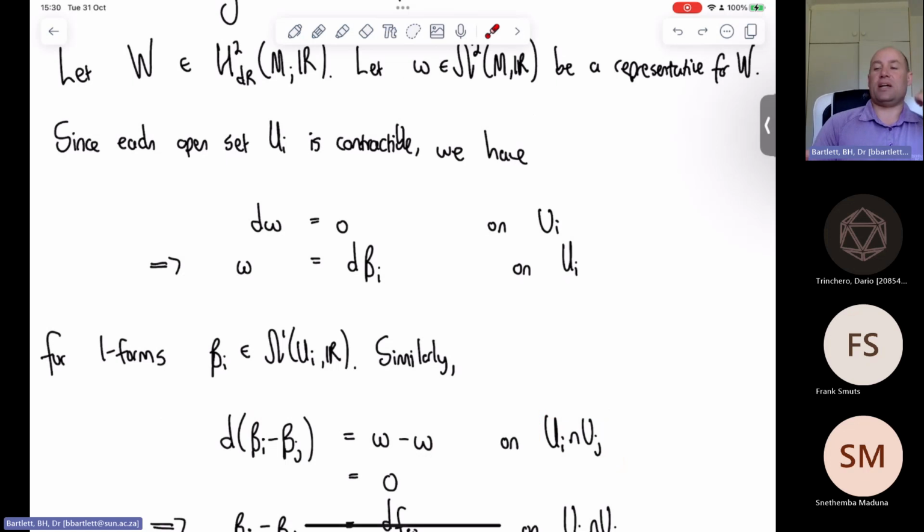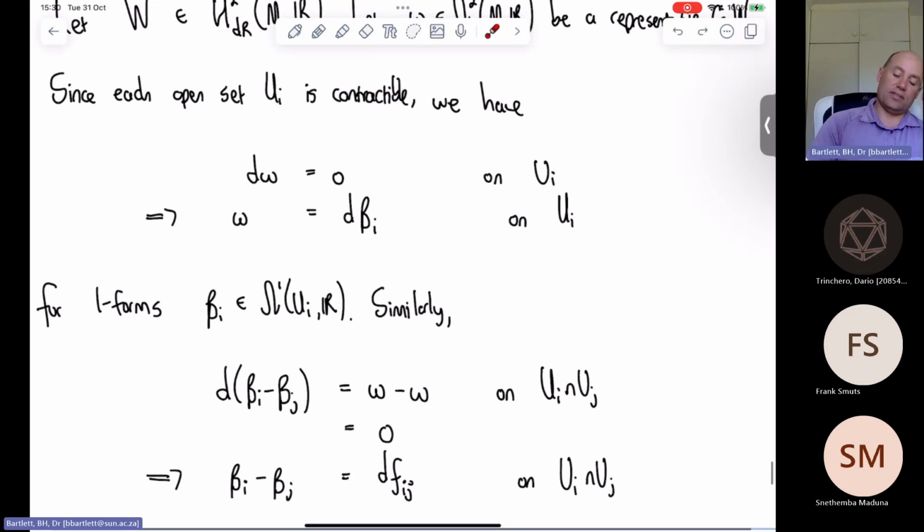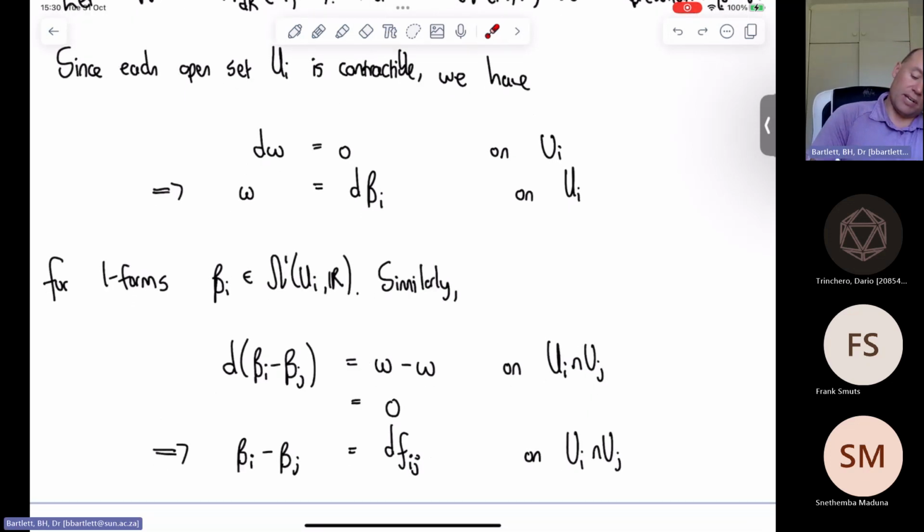So beta i minus beta j on Ui intersection Uj will have 0 derivative. It's the only place where you can meaningfully talk about beta i minus beta j. And since it has 0 derivative on this open set, and this open set is contractible, by the Poincare lemma it must be the derivative of a function. If you've got a one form whose d is 0, then it must be d of a function. So I know that beta i minus beta j is d of some function on Ui intersection Uj. I call that function fij.